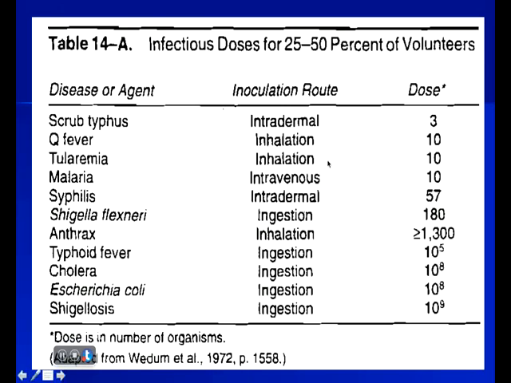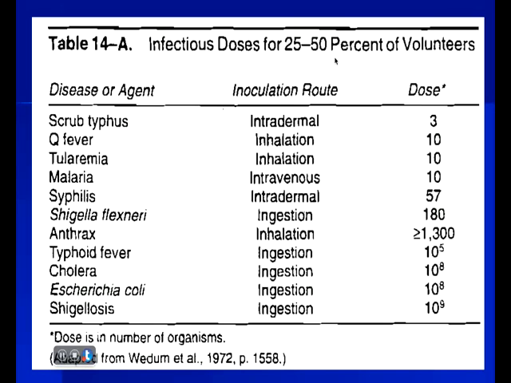I also wanted to point out something up here. Volunteers. Infectious dose for 20 to 50% of volunteers. There are a lot of tables like that generated in the old days where people would actually volunteer for studies like this. Hey, you want to inhale some tularemia or Q fever or be injected with some syphilis to see how much it takes for you to get sick? And these were actually done on populations of people, and they were primarily done on prison populations and on American servicemen. And this is something that we're not proud of at all.